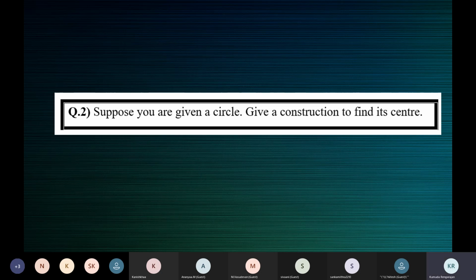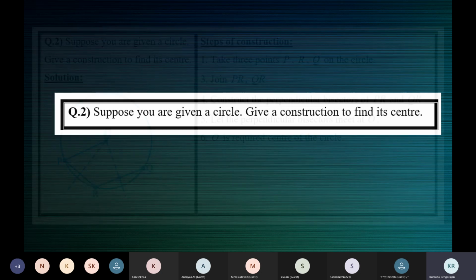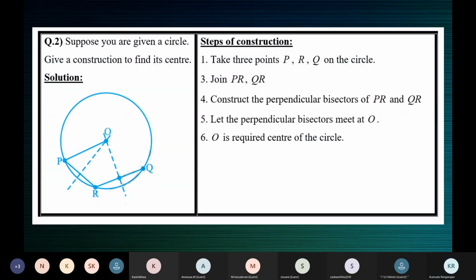Okay, so we were talking about parallel chords, right? You should not take 2 parallel chords. So children, here it's like this. You're given a circle. Read what is given. Suppose you are given a circle. Give a construction to find its center. So how do you start? Take 3 points. You're not given them. You're given a circle like this.